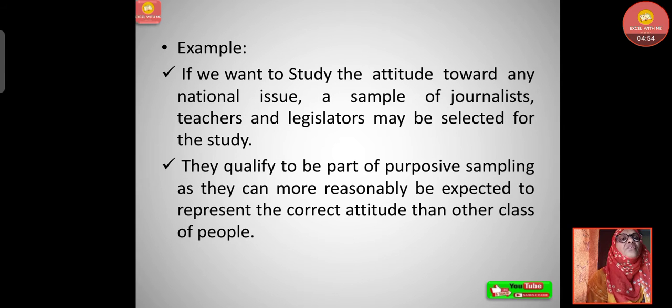For example, if we want to study the attitude towards any national issue, a sample of journalists, teachers and legislators may be selected for the study.